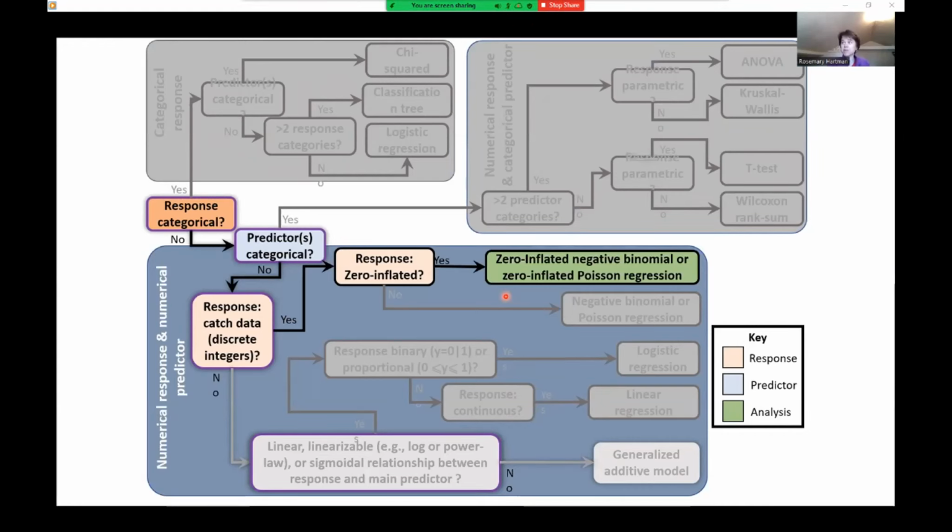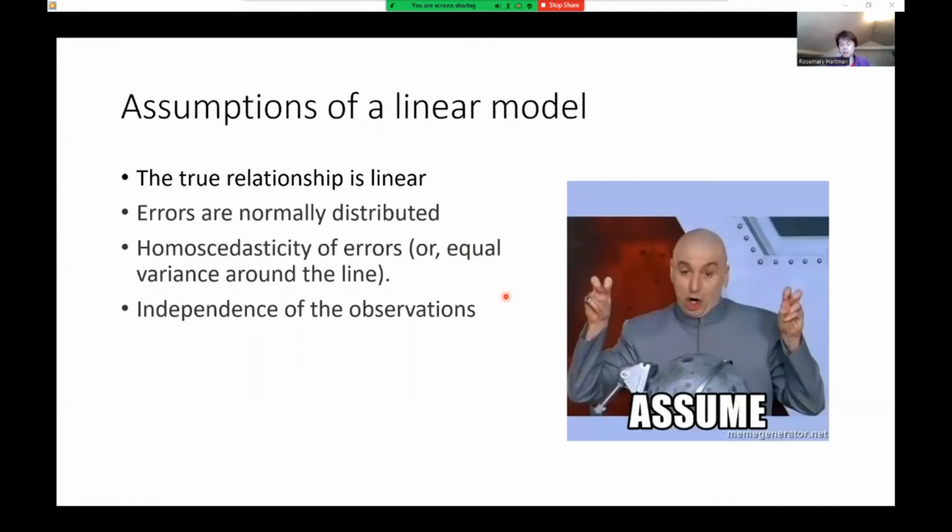And we'll look at zero-inflated negative binomial models, as well as hurdle models. And we're going to talk about how sometimes you don't even need a special zero-inflated model. You can just use a negative binomial. But I think we can all agree that the regular old linear model, with its assumptions of the true relationship being linear, errors being normally distributed, homoscedasticity of errors, and independence of observations, is not going to really work out when we start getting these complicated count data sets.